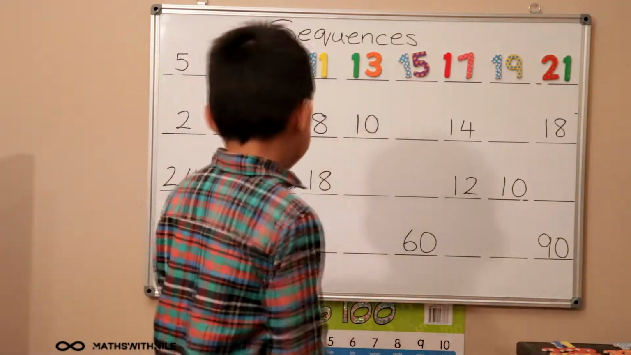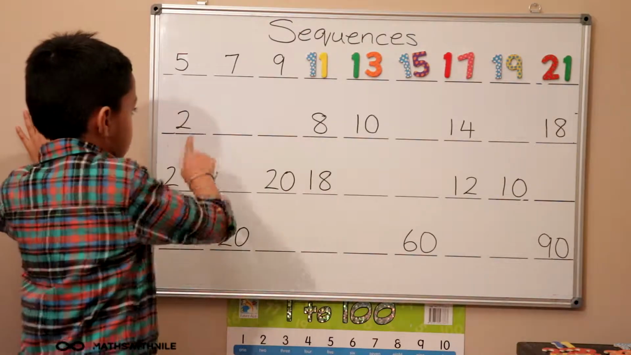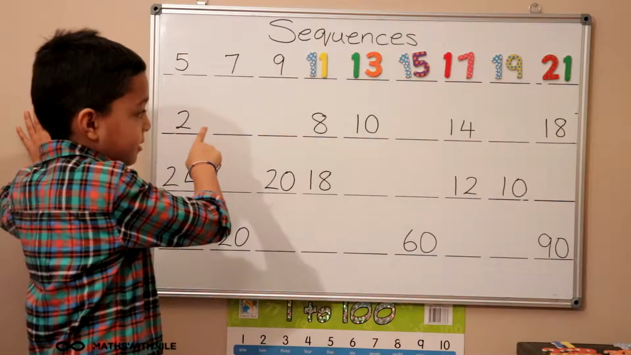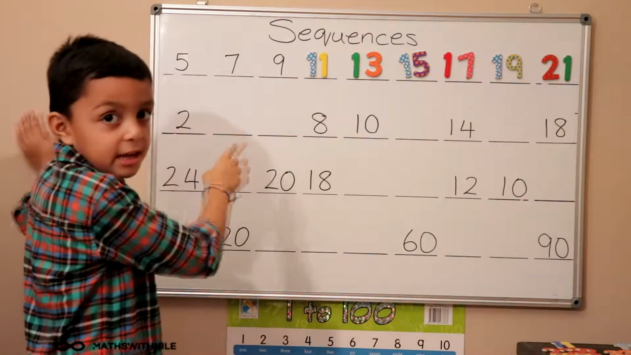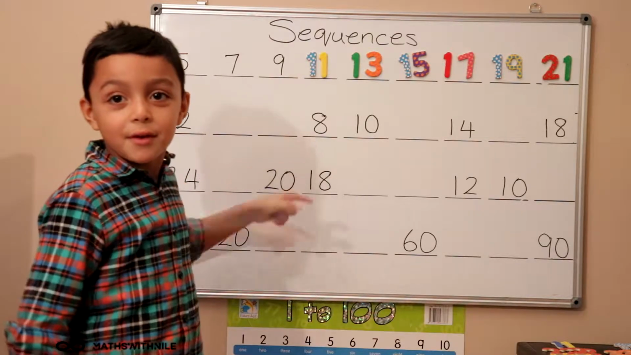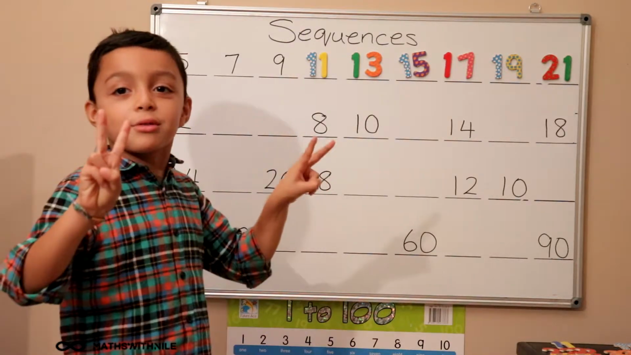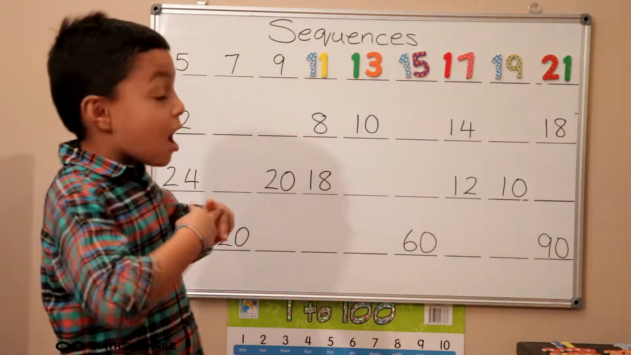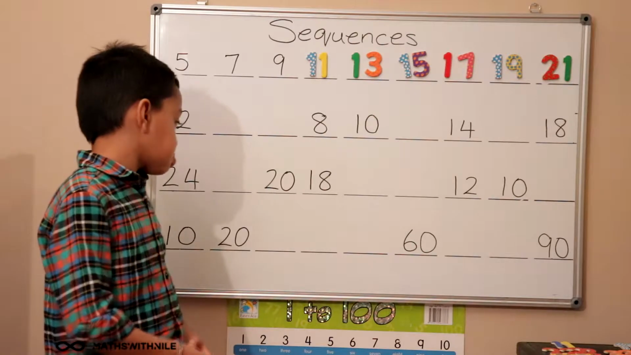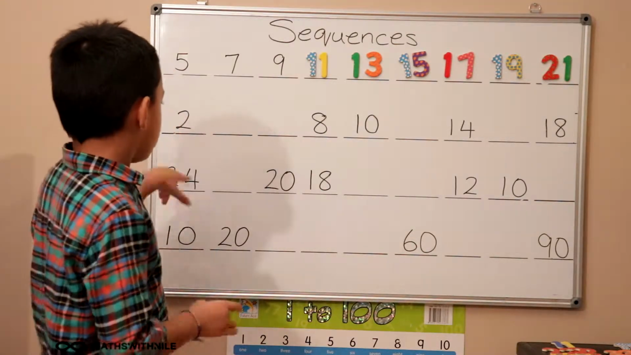What's happening there? Look at all the numbers first. And what do you think all those numbers have in common? They have 0 left over. They have 0 left over when you do what? When you put them in 2s. And what type of number is that? What are they called? An even number. They're all even numbers. So now you need to figure out what's missing.